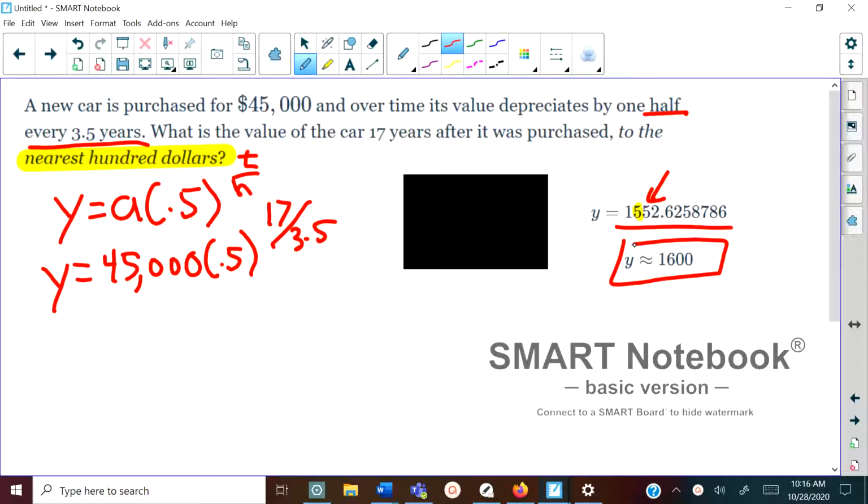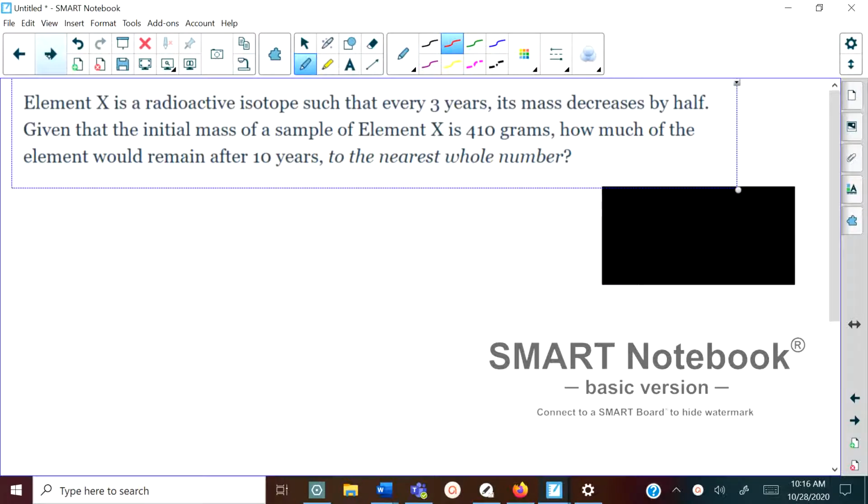Alright, let's take a look at another example. Okay, you can pause the video here and see if you can solve this one. Okay, so it says element X is a radioactive isotope such that every 3 years its mass decreases by half. Given that the initial mass of a sample of element X is 410 grams, how much of the element would remain after 10 years to the nearest whole number?